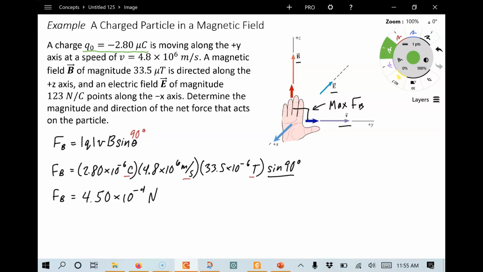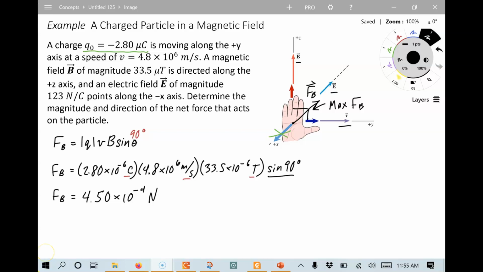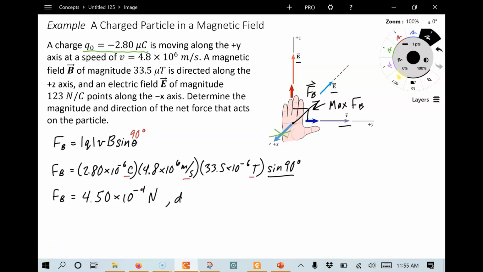As we've learned so far in electricity and magnetism, everything is opposite for negative charges. So in reality, the force that is exerted on the negative charge here is not going to be in the plus x direction, so it's not this. It's actually going to go like this. Exactly opposite. So here's your Fb in that direction, and so we can say directed in minus x.